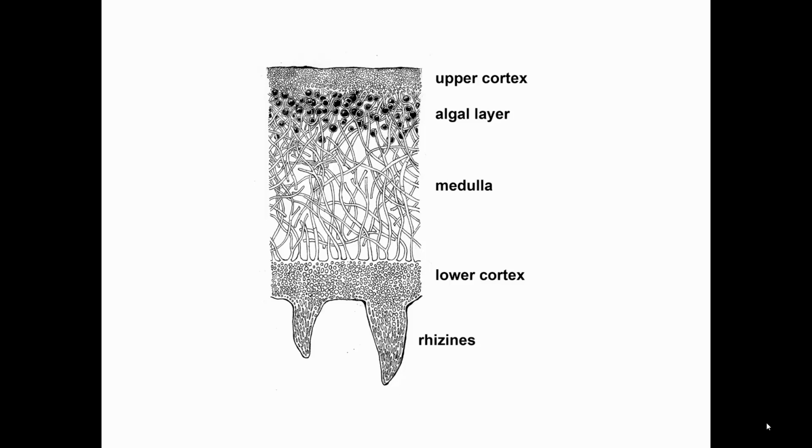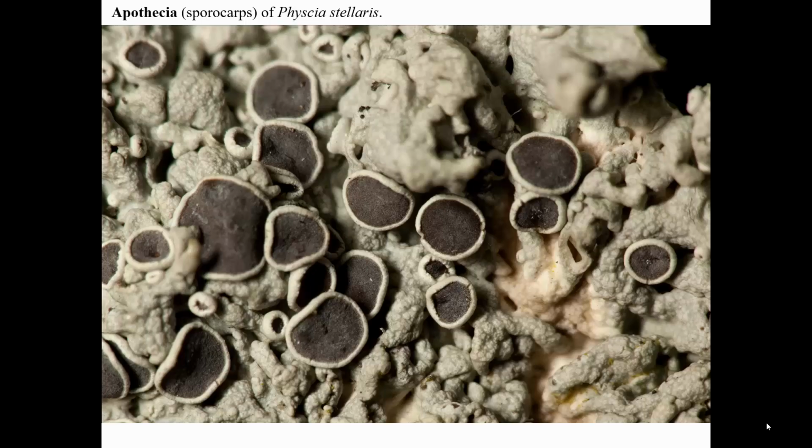The algal layer, which usually when it's a layer is algae, although some lichens have blue-green bacteria, which are not algae, but the photobiont, which is usually algae, is in a layer just below the upper cortex. And the lower cortex sometimes has attachment structures, not absorption structures, but attachment structures called rhizines.